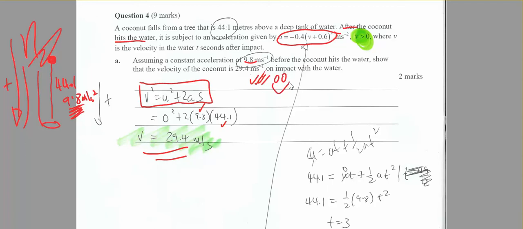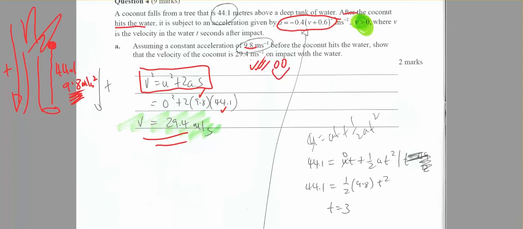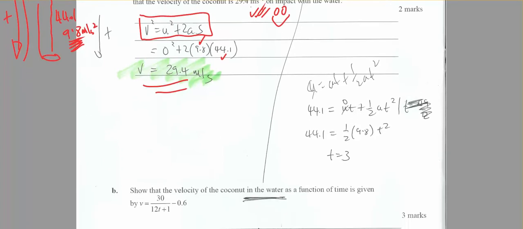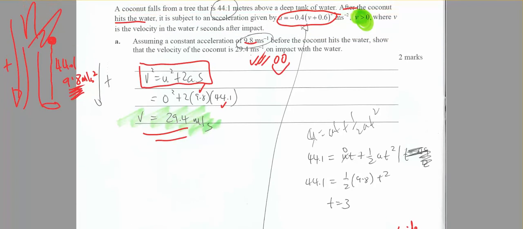Now, I know that this was a show that question, so this 29.4 is going to get used. Remember, v equals 29.4 when it hits the water. Otherwise, why did they make it a show that if they didn't want me to use it in the next part? Okay, so that's the first bit.